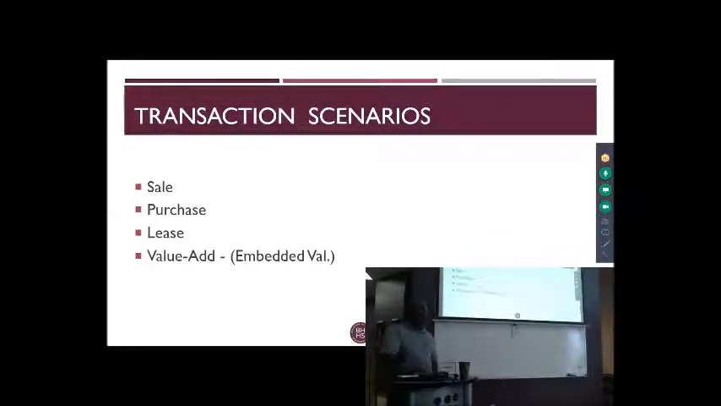Embedded value is more like where, it can even be multi-fam or multi-tenant commercial, where the leases or rents are currently well below market rate. There's an embedded value there because it may be, you've got, the place is 80% leased up, but 60% of those leases are below market.